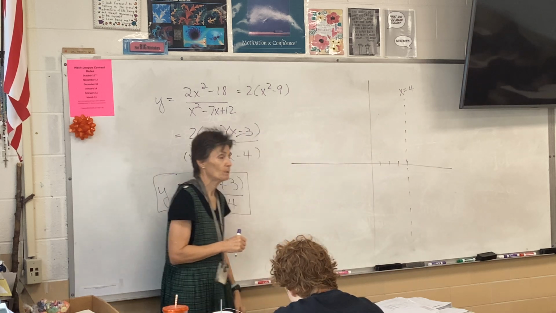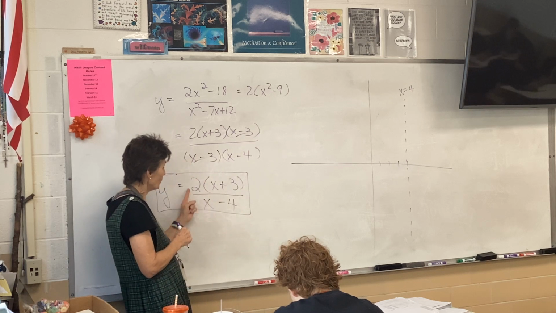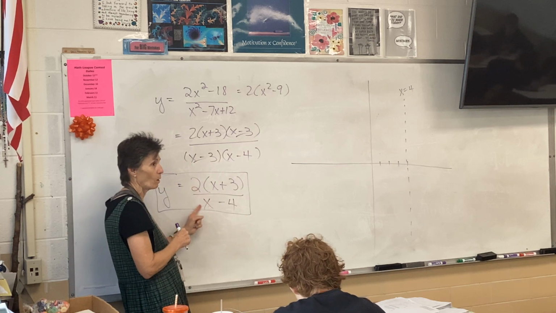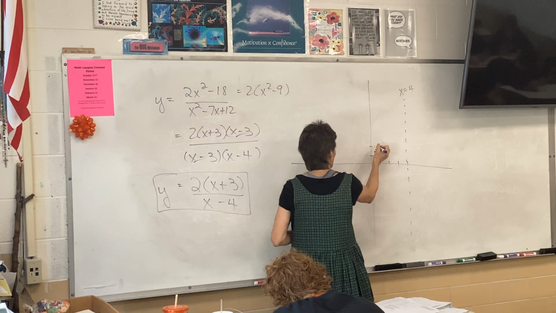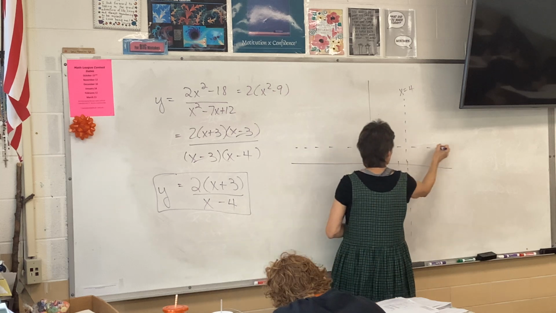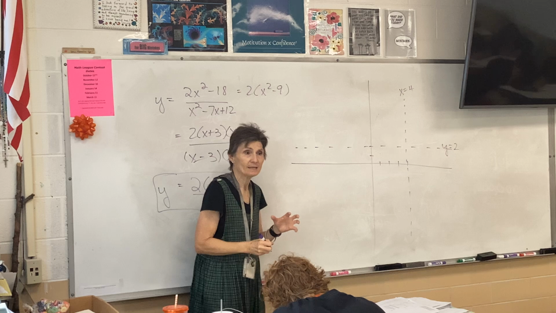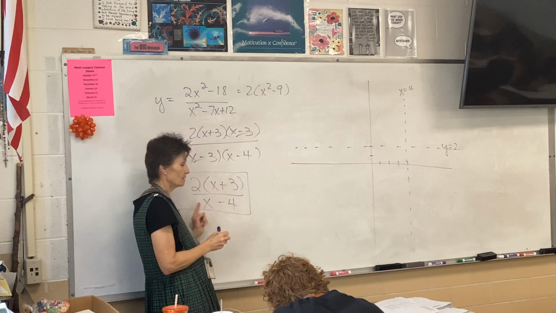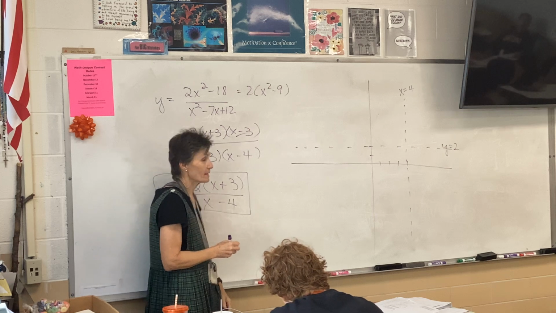All right, what else can I put into my picture? Horizontal asymptote, be careful. Horizontal asymptote will be y equals 2. Because where do horizontals come from? Boxing in the x's, right? All right, what else can I put in?